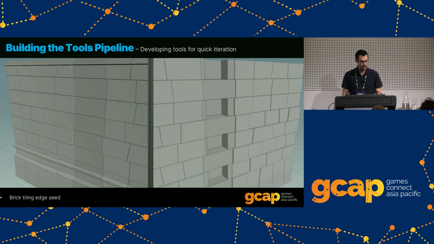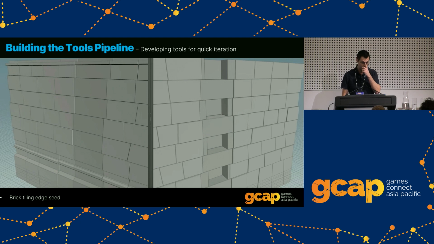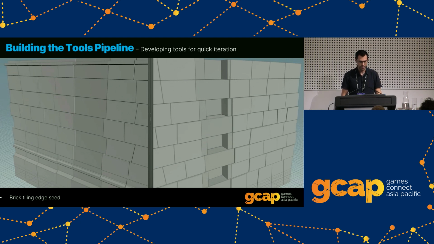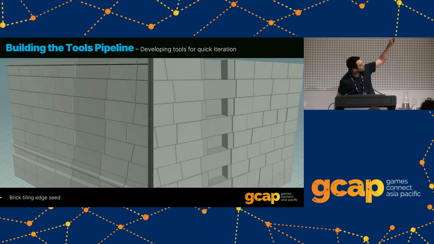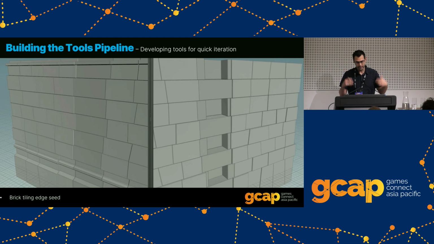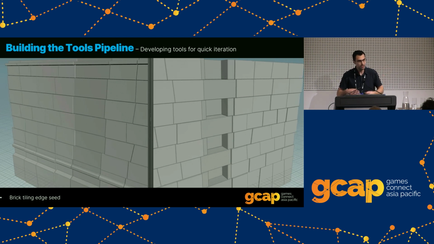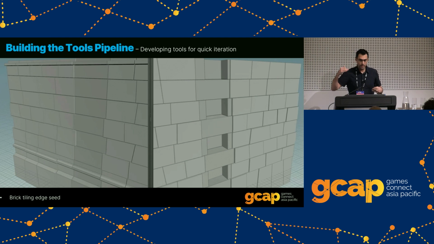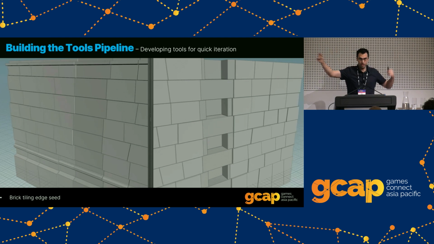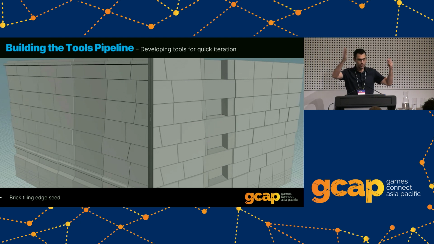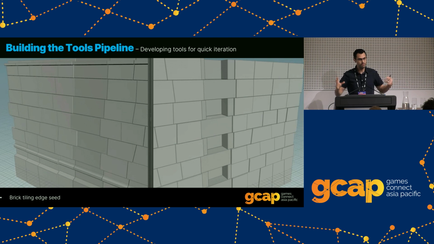Okay, so this is also another big one, brick tiling edge seed. So you can see the slightly gray one, that's like a small piece. And this goes across your whole kit. When you set it up as you go, you can set up a parameter where you go to the top and move it, and your whole kit changes. It just propagates through everything.